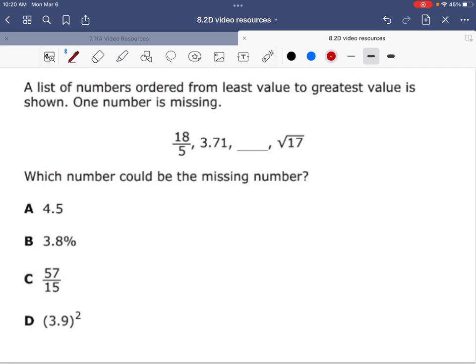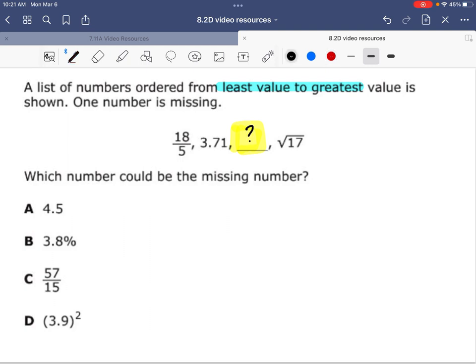Hey guys, today we're going to be looking at comparing and ordering real numbers given some real world situations. So this first one, we have a list of numbers ordered from least value to greatest value. And I know that that is important because that tells me that what's already here is in order. But then I have one number missing, so I got to put one number right here. I want to know which number could be the missing number. So what goes in my box?